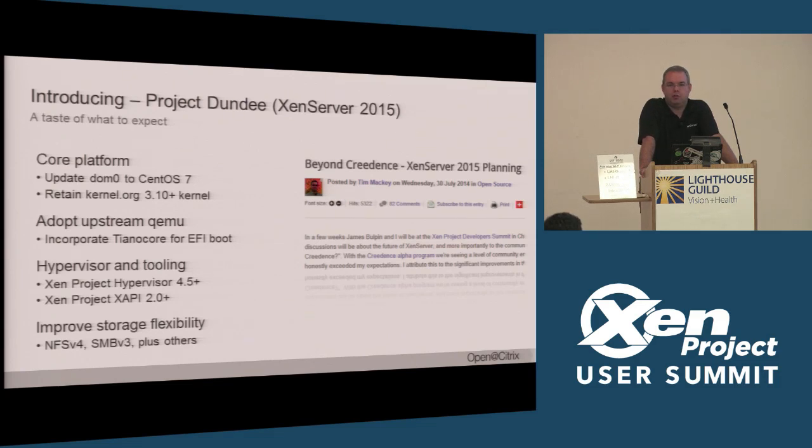The project name is going to be Dundee. Dundee, as in probably Crocodile Dundee. We're not certain what the actual Dundee part will be behind when we actually release it, but we're going to try and take the world by storm with this one. It'll be the XenServer release that'll happen sometime next year. The platform update, Dom0 is going all the way to CentOS 7. We're going to skip over the 6 series so that we have a lot of runway ahead of us. We don't want to be in the position where we're a little bit behind the ball again.